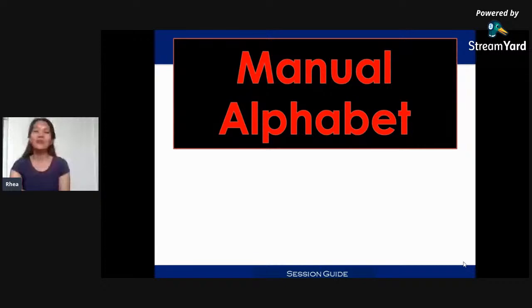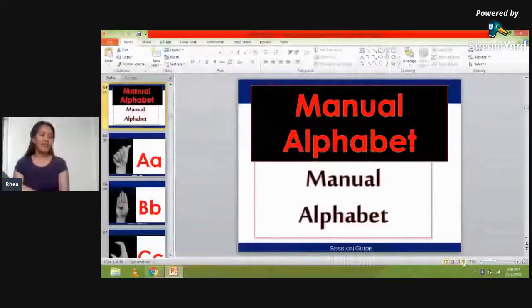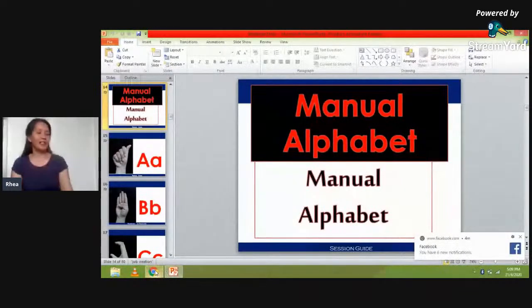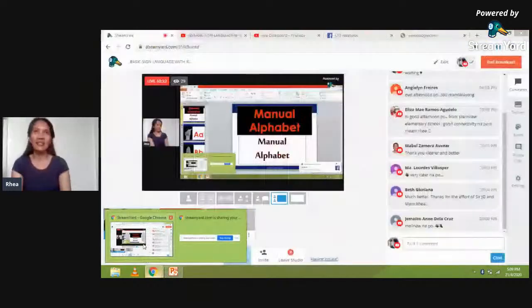And now, we're going to study the manual alphabet using COVID-19 related words. Okay, you ready? Let us move our fingers. Pretend that you are cleaning your hands. Clean, clean, clean your hands so that we're going to be ready. Okay? This is letter A.